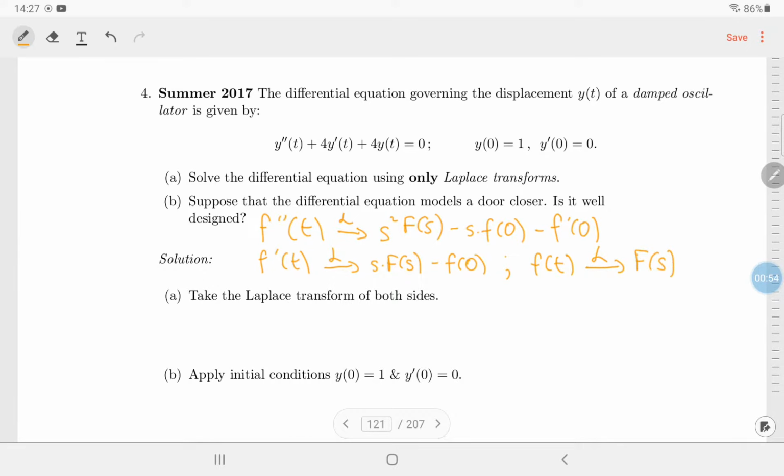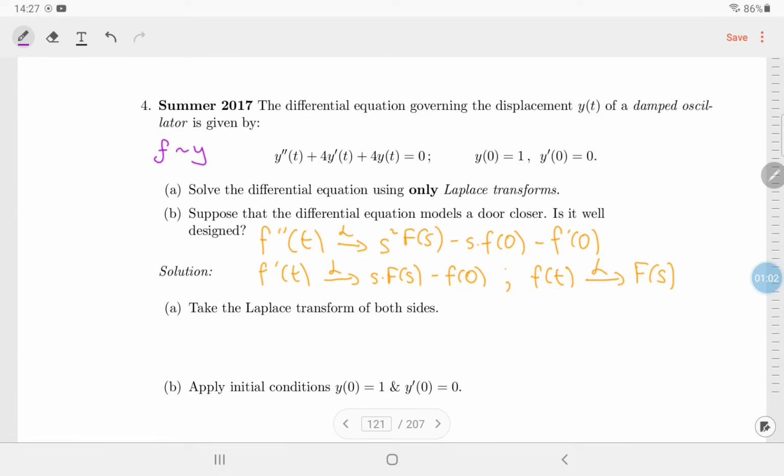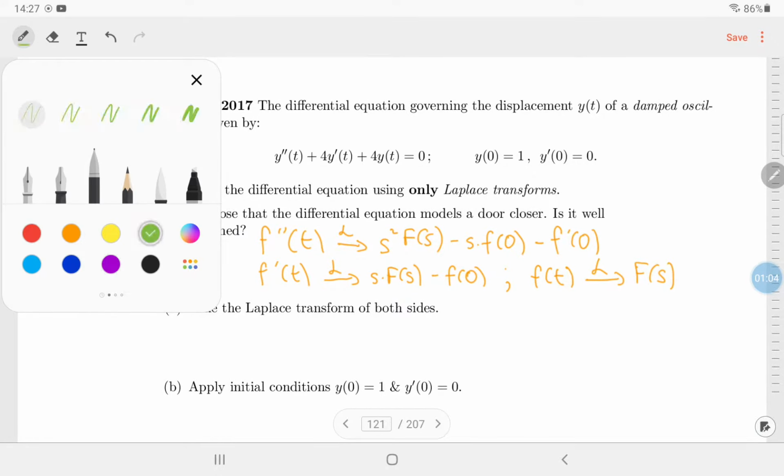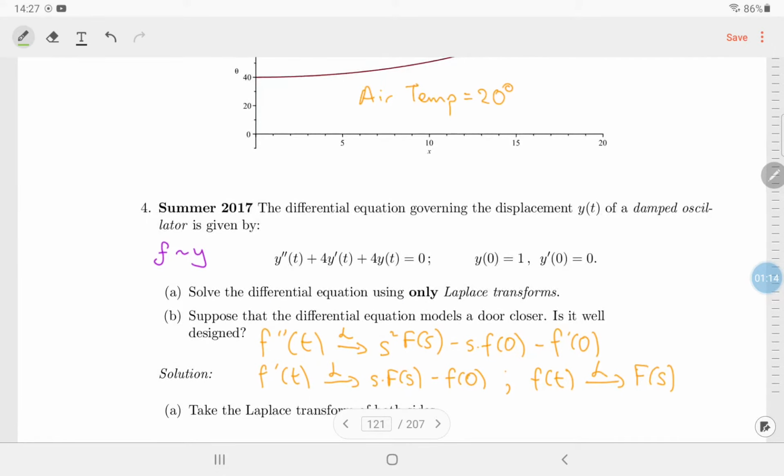Now in this question, the role of f is being played by y. So everything, it won't be f's, it'll be y's. And let us draw our picture. So what we have here is a differential equation. Where do we draw it? We've got a differential equation here in the time domain, and what we want to find is y of t. That's essentially what we're looking for.